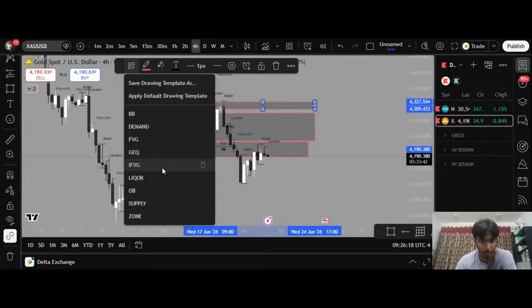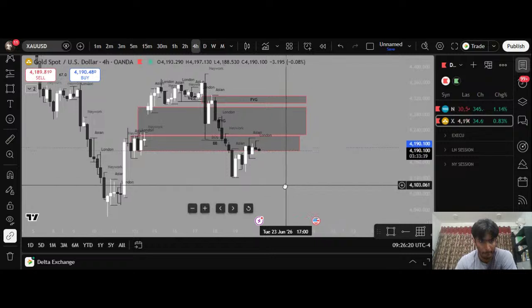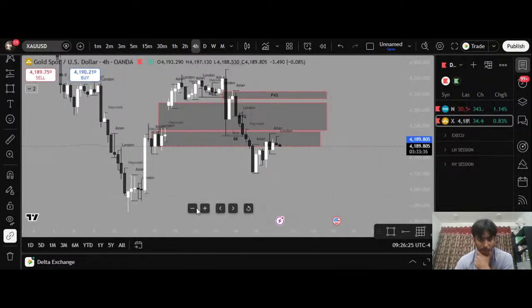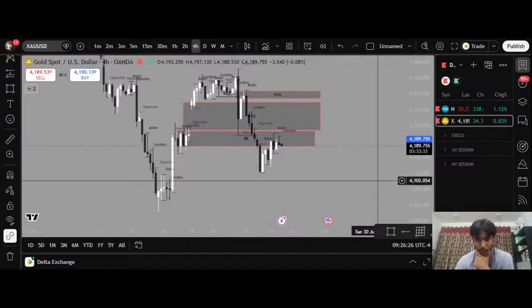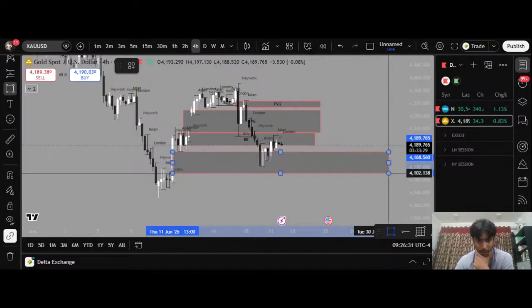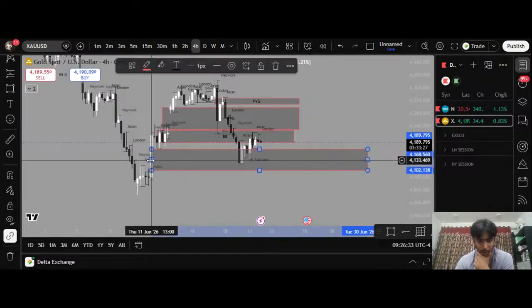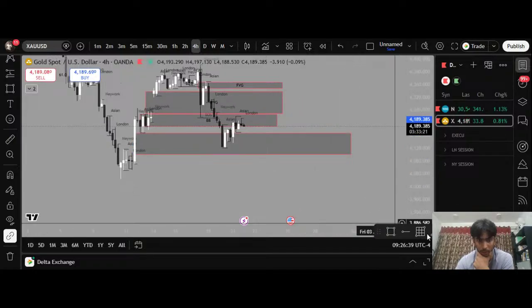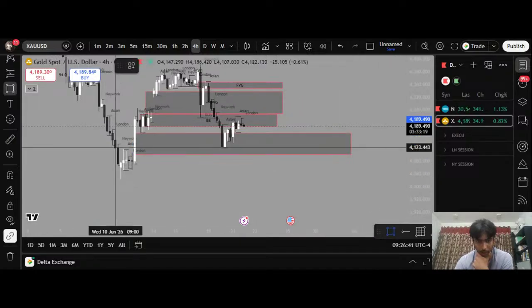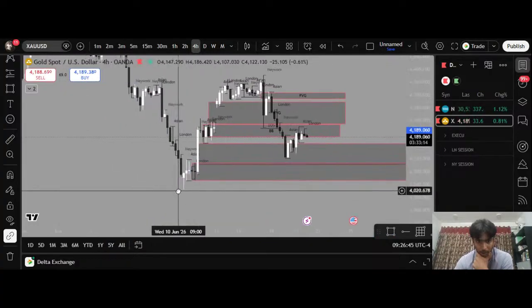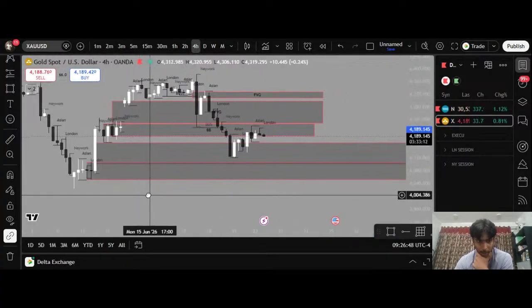But the only hurdle to our bias is this FVG that we're expecting at this zone of 4169 to 4103, and there's an unmitigated order block too. So for now, 4 hour is still bearish.